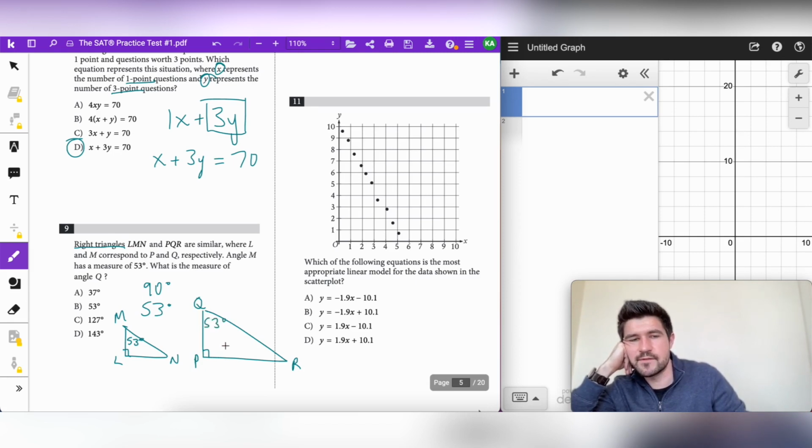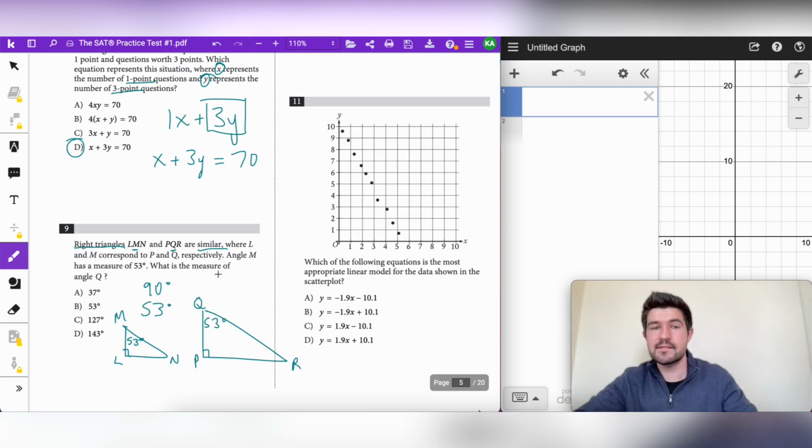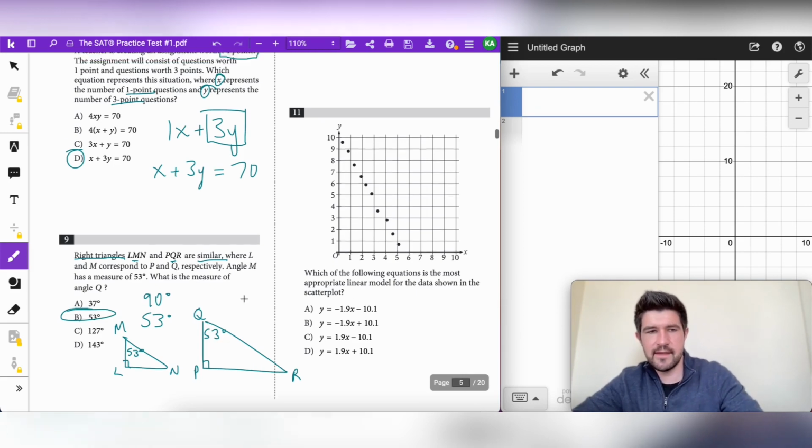And you know what? We didn't even have to do this all out. I wasn't checking the numbers or the letters well enough. Remember, M and Q correspond to each other. They go together. And in similar triangles, those corresponding angles that are in the same place, they have to have the same angle. And so if M is 53, then Q is also 53. That was easy. We took a little longer than we should have on that one.